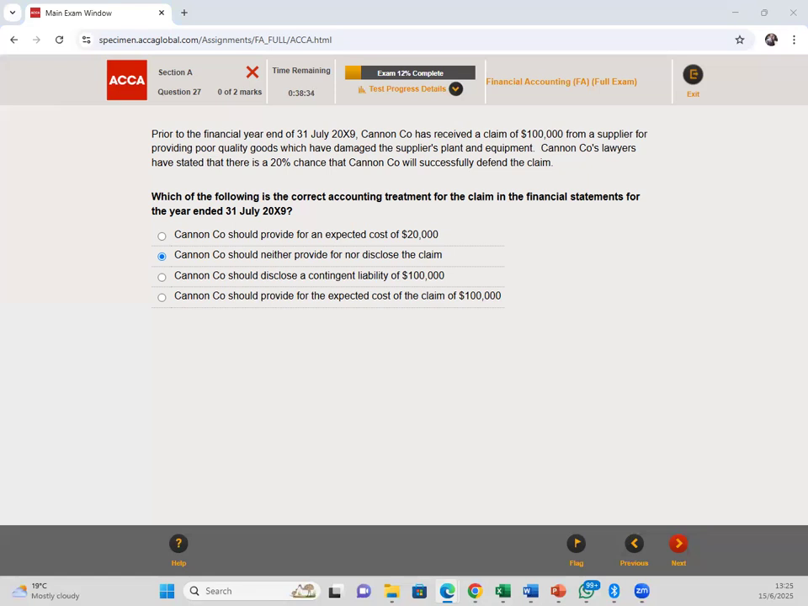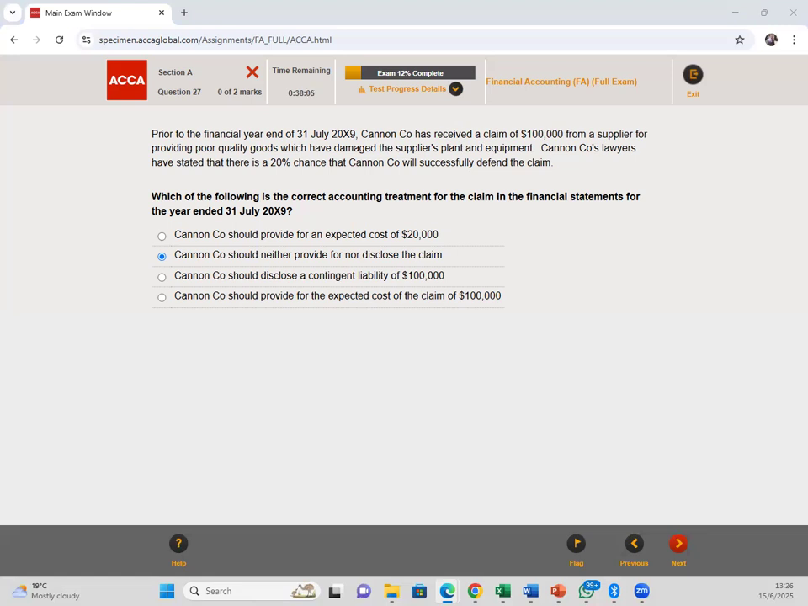This one is a tricky one. They've twisted the question. Can you read the question again? It's saying 20% that would defend, meaning that there is an 80% chance that we would lose. So it's not a 20% chance that we would lose, but an 80% chance, because 20% is defending.